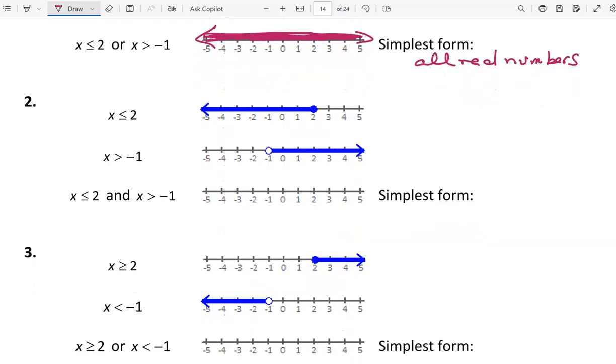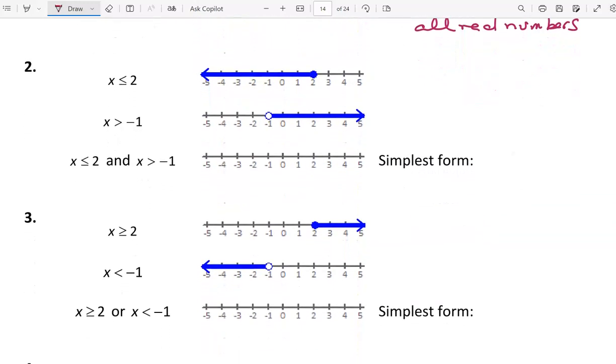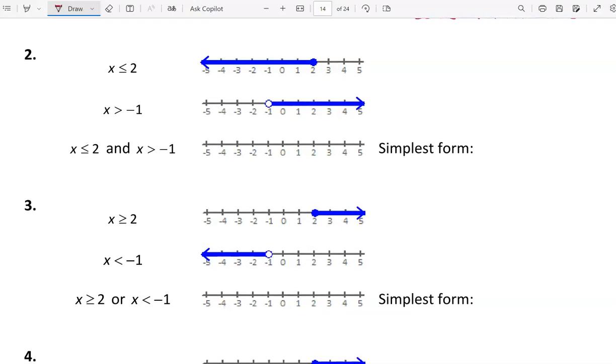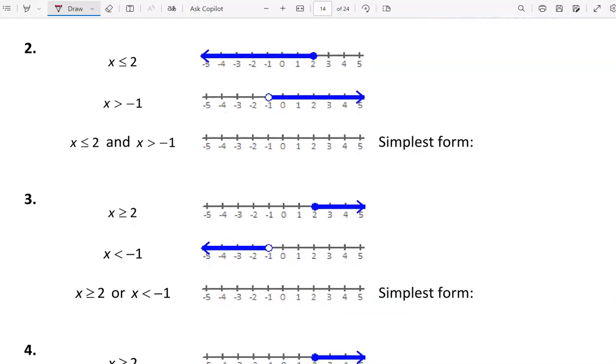Pay careful attention to although we're using the same inequalities, we are now joining them with the word and. So pause the video while you do this. Since these inequalities were joined with the word and, we will find their intersection, which are the numbers between -1 and 2, not inclusive at -1, but inclusive at 2.